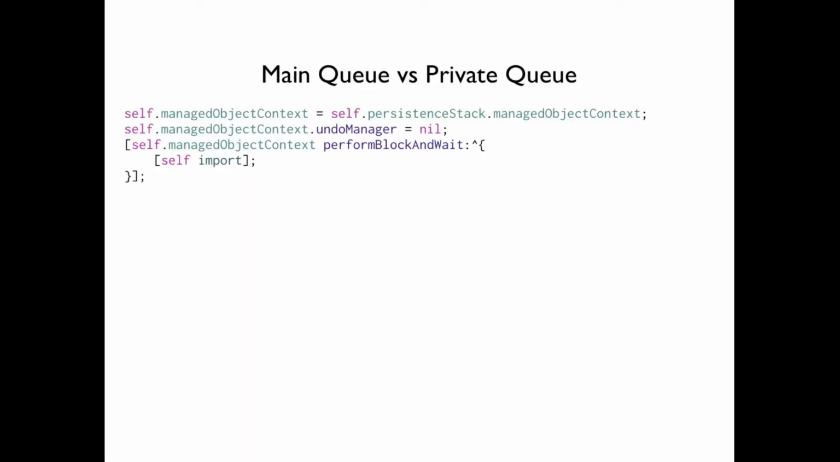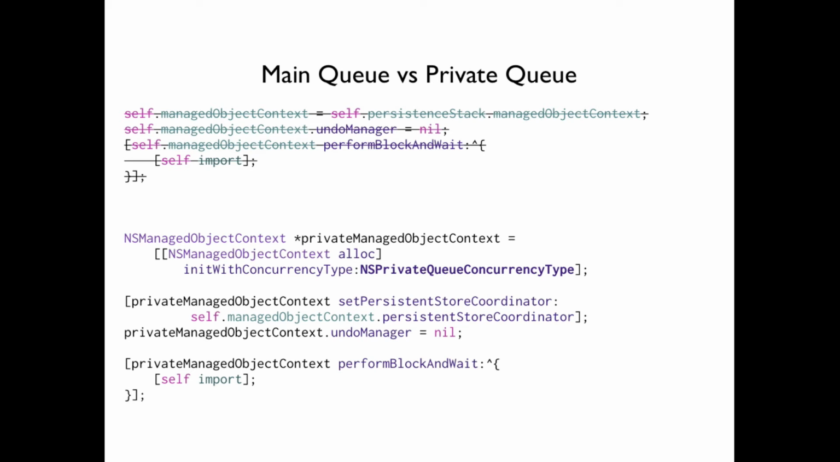So we can solve that blocking issue quite easily. We can use a private queue instead of the main queue. The reason that UI was blocking is because we were doing all this work in the primary main managed object context on the main queue. And we can create a private queue with this initWithConcurrencyType, NSPrivateQueueConcurrencyType.